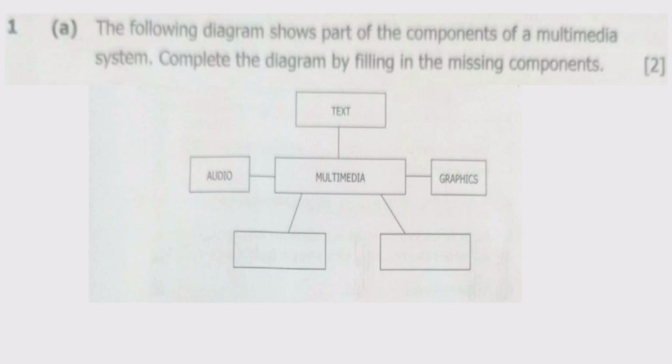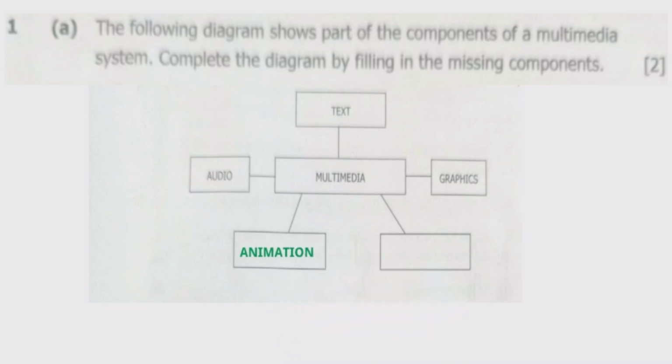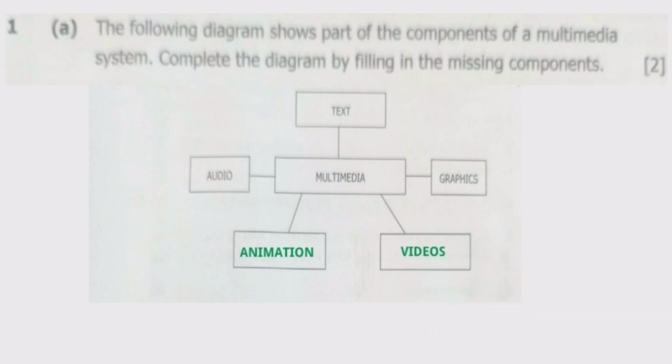So when you look at the diagram, we have got multimedia there, and then we have got text on top there, then we have got audio, and we have got graphic there. So the other things that have remained here, we can put animation here, and we can also put videos here. So those are the answers. Remember, it's just carrying 2 marks and there are only 2 spaces.